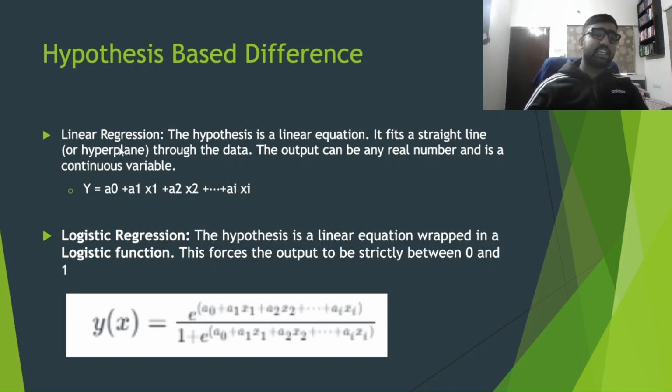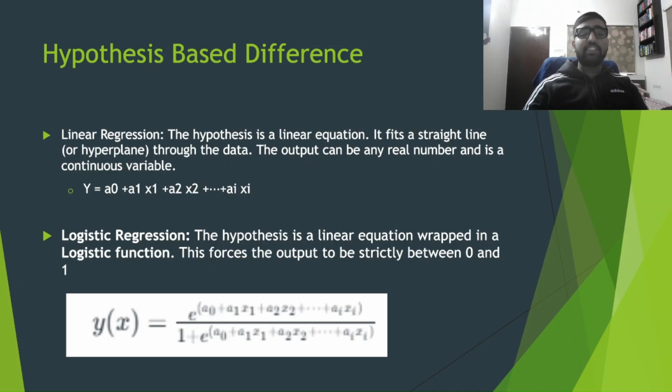So here you can see the equation which we use in linear regression is y equals a0 plus a1x1 plus a2x2, till the total number of independent variables are included in the equation. Here the values a0, a1, a2 are called coefficients or parameters. We are going to talk about parameters in the next point.